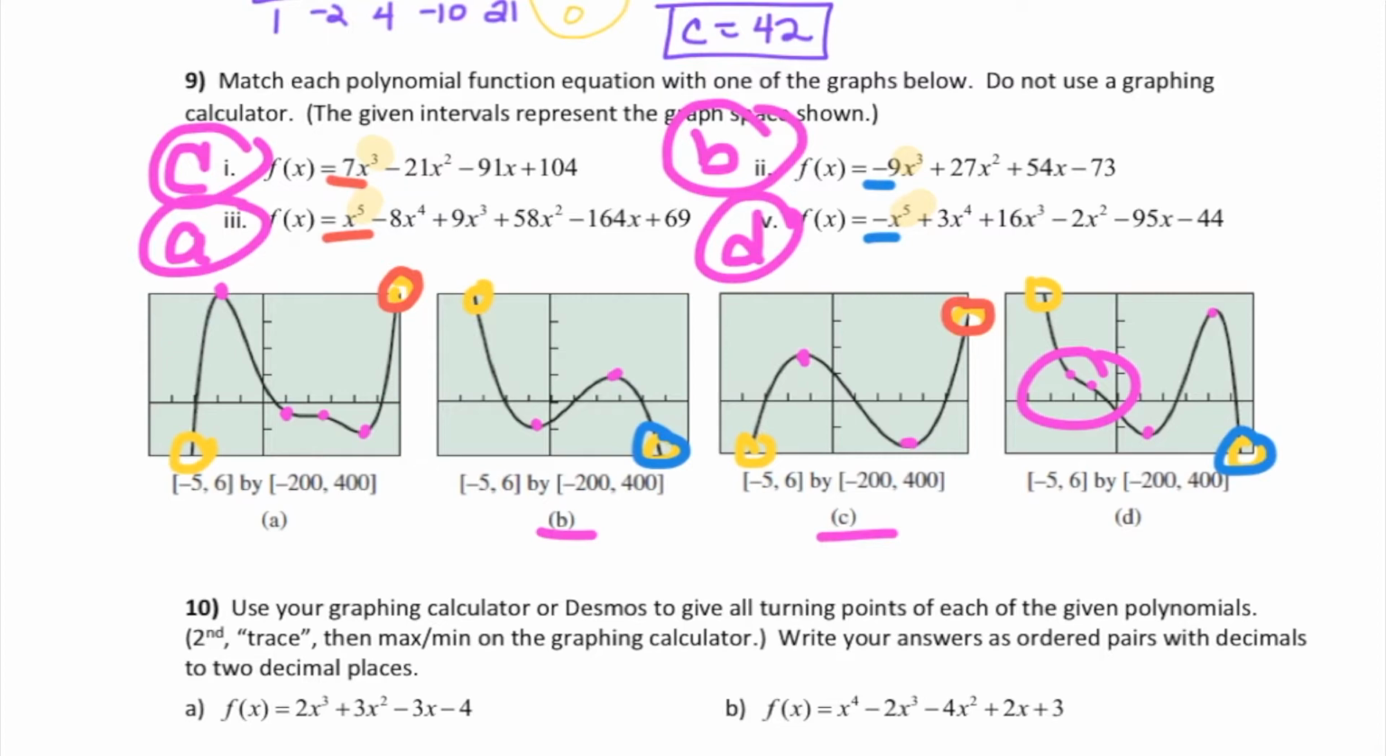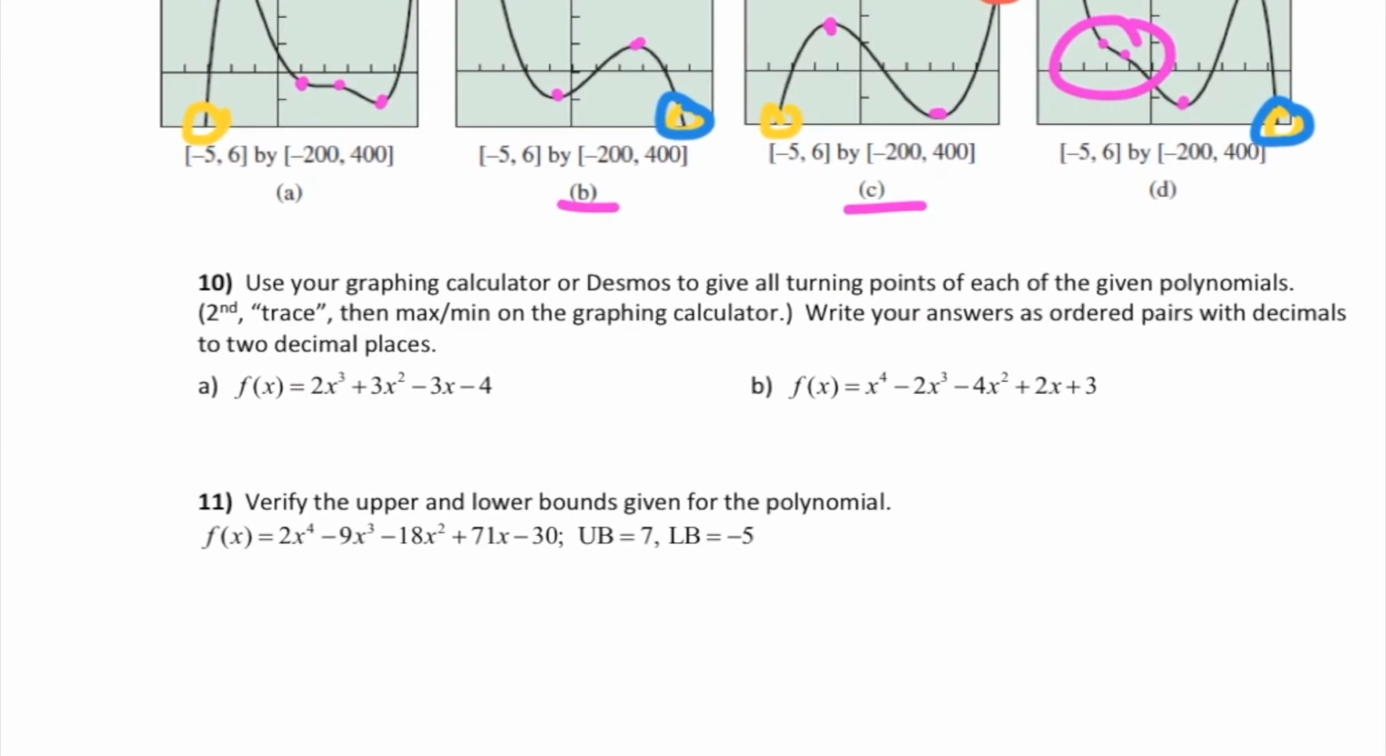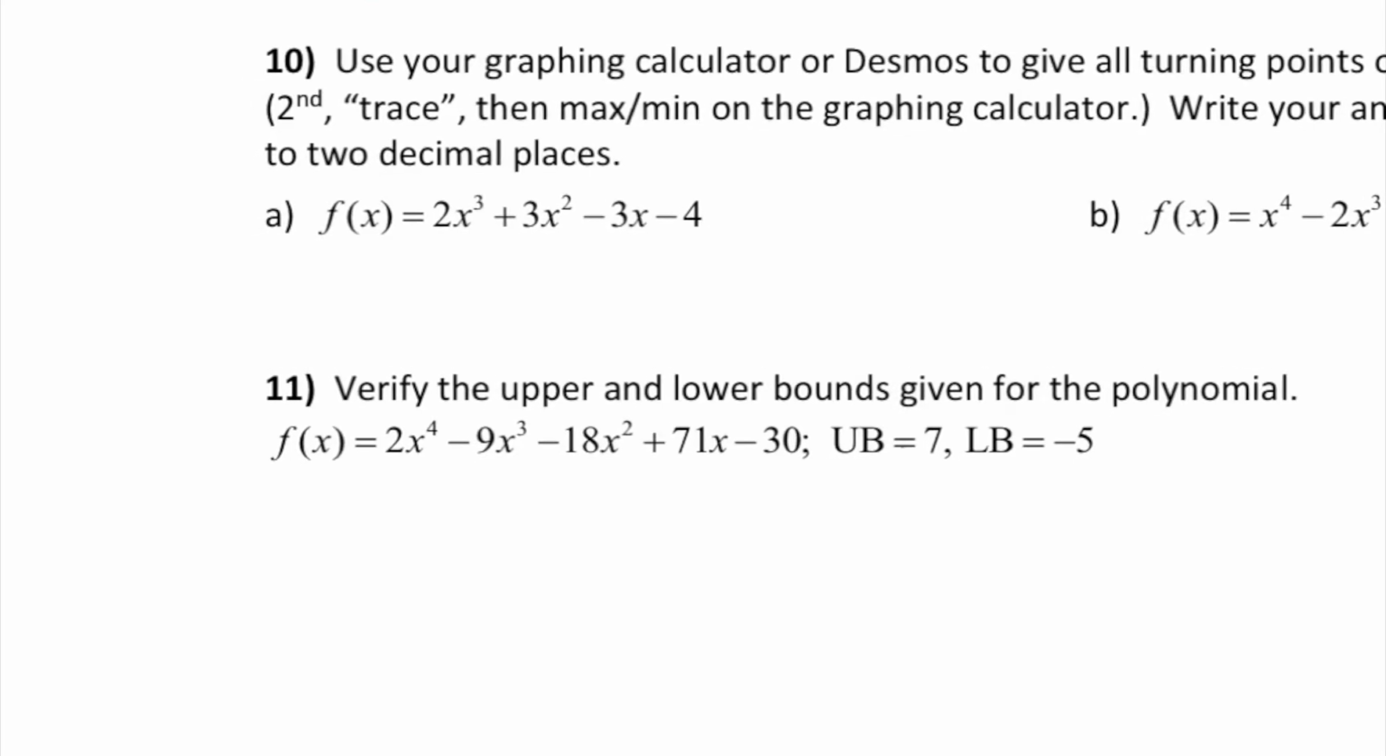Number 10, all I want you to do is to be able to type the function into Desmos or your graphing calculator, although Desmos probably is a little bit faster, and click on the points that are turning points and just write the turning points with 2 decimal place accuracy. So I will stop talking for a moment, pause the video, practice typing things into Desmos and clicking on the turning points. And when you come back, the answers will be here.